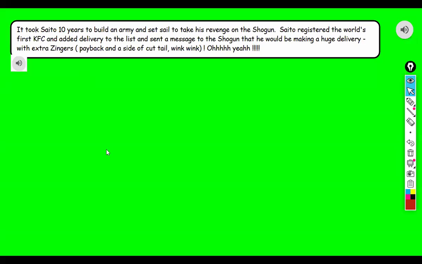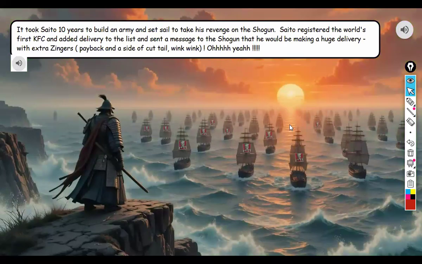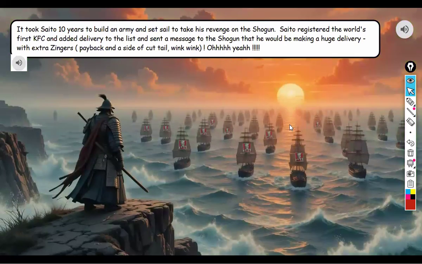It took Saito 10 years to build an army and set sail to take his revenge on the shogun. Saito registered the world's first KFC and added delivery to the list and sent a message to the shogun that he would be making a huge delivery, with extra zingers, payback and a side of cocktail, wink wink. Oh yeah. So this is his army here disguised. You'll see the ships have the little KFC logo on it. Trick the shogun, and that's his KFC delivery.